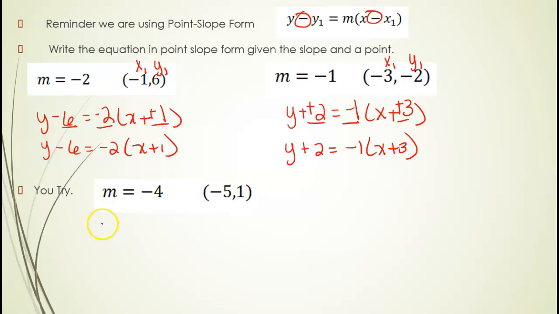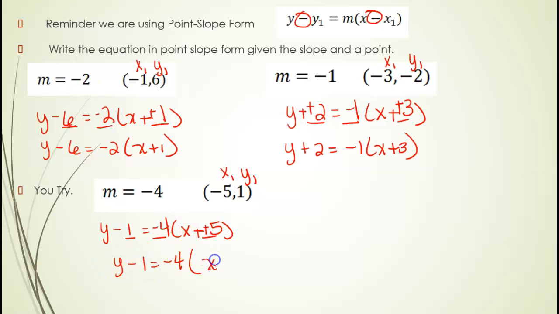Welcome back. You should have substituted into your blanks. This is your x1, this is your y1. y1 is 1, the slope is -4. Your x1 is your -5. Here we have 2 negatives together, so we do keep, change, change. So we have y minus 1 equals -4 times x plus 5. Good job.